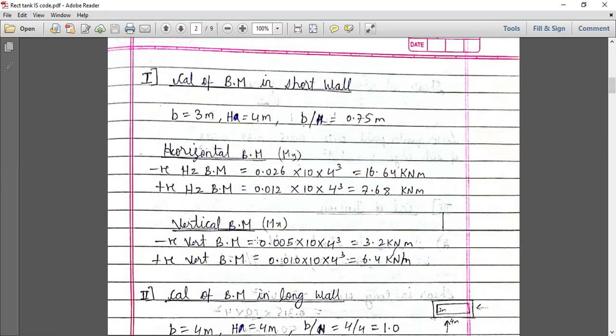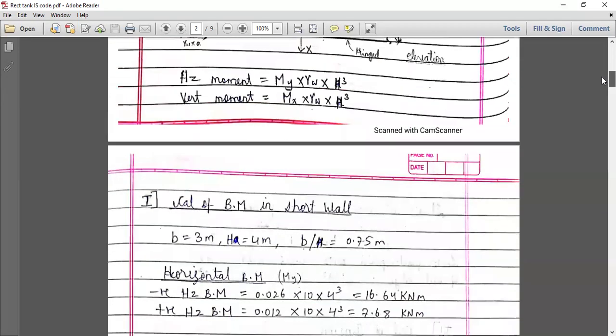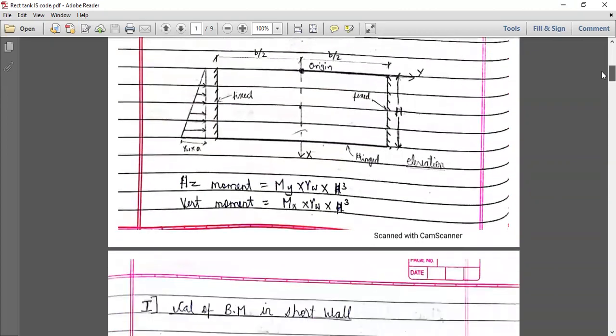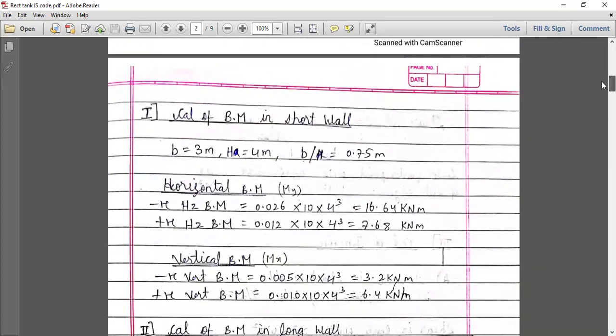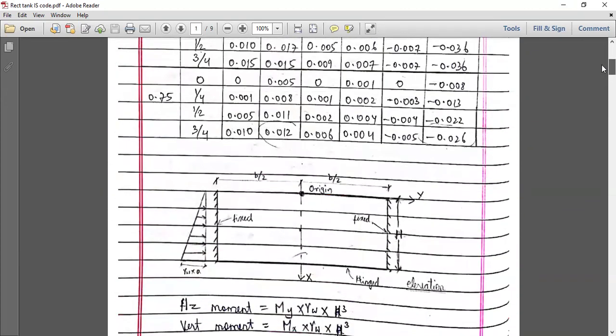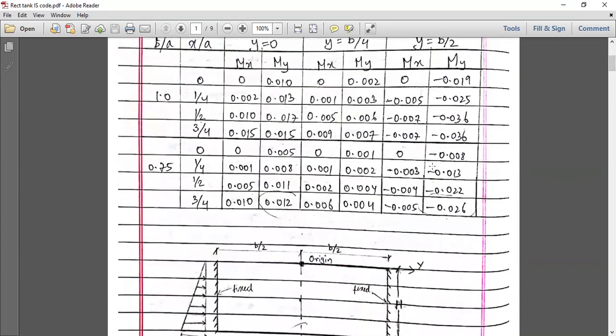Now for vertical bending moment, again we will find out at the support and at the midspan. So similarly we will find out the coefficient. Mx का वैल्यू we will check now. ठीक है, वर्टिकल बेंडिंग मोमेंट फर्स्ट नेगेटिव. ठीक है, तो Mx में मैक्सिमम नेगेटिव कितना है? दिस Mx में मैक्सिमम नेगेटिव इज 0.005. ठीक है, तो दिस इज 0.005.